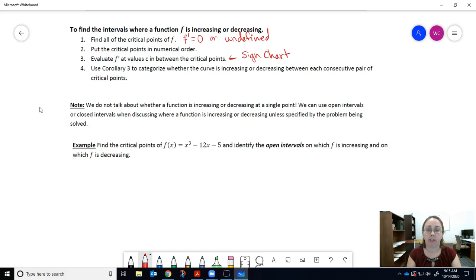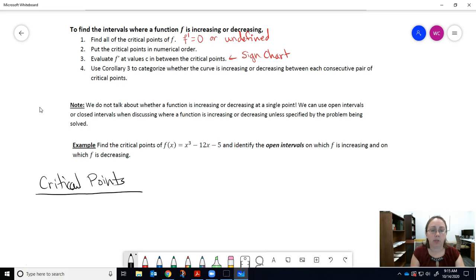Find the critical points of this function here. How do we find critical points? Remember? Critical points occur when your derivative is 0 or undefined. So how do we find those? Well, first of all, you got to find your derivative. So what is the derivative of this function?